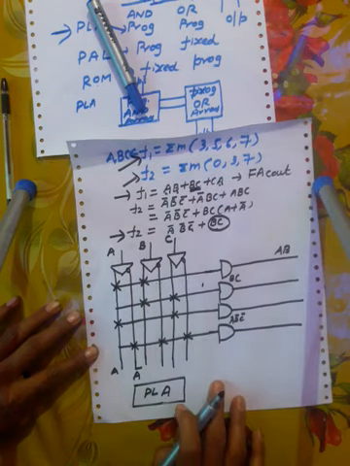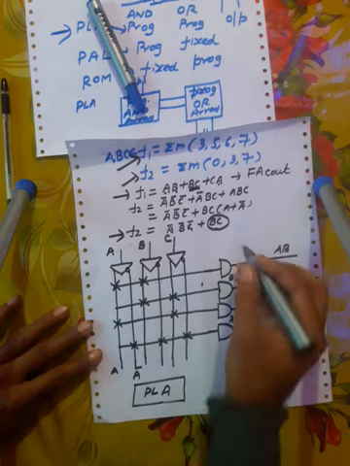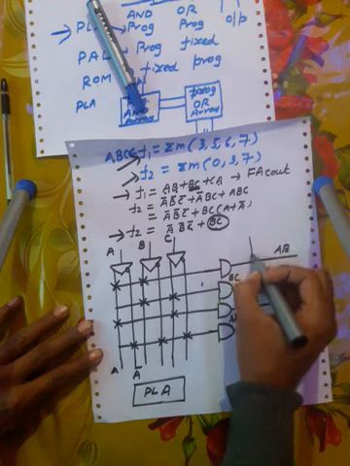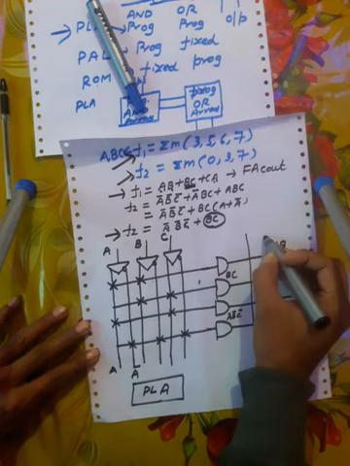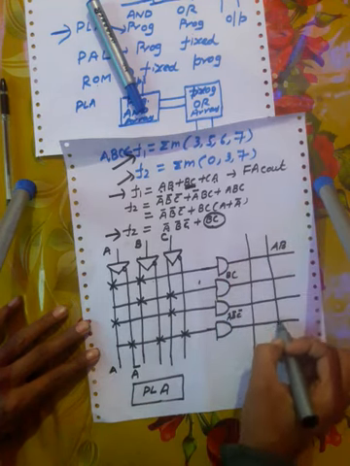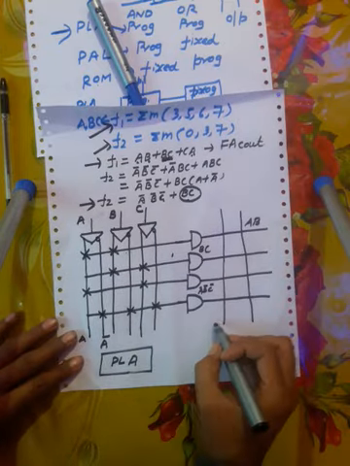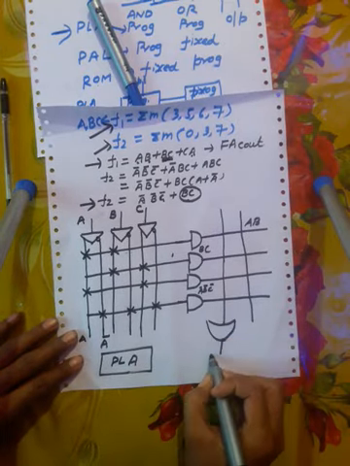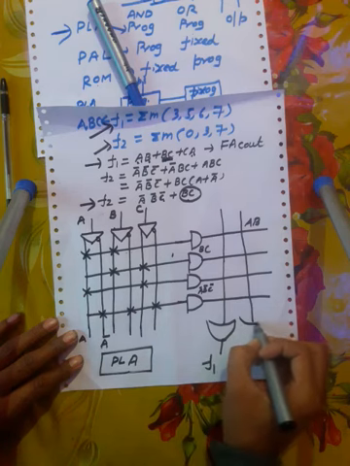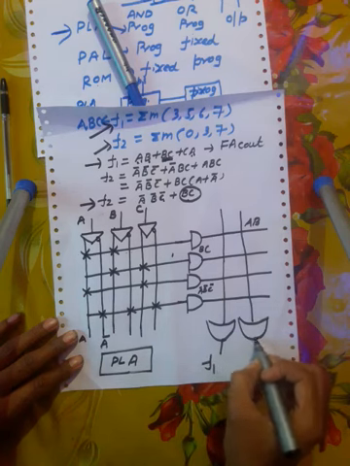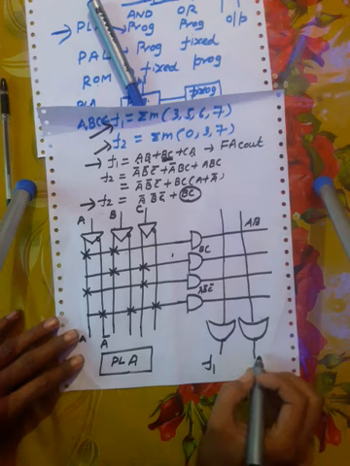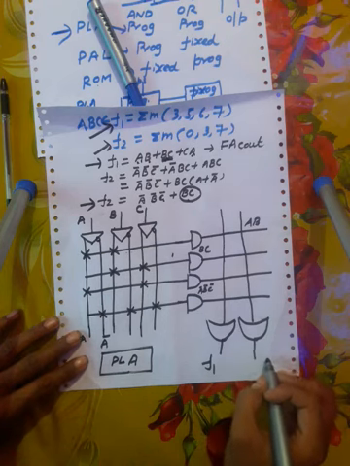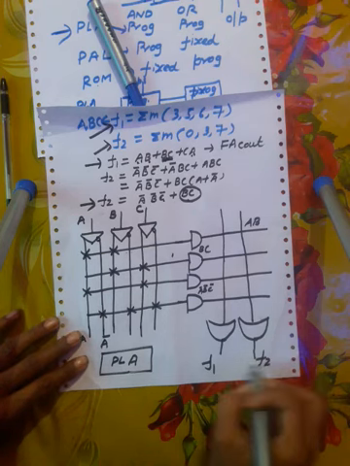Two functions are available, so we will make two OR gates, 1 and 2. This is your F1. Suppose there are three functions F1, F2, F3, then you require three OR gates. F1 and this is your F2.